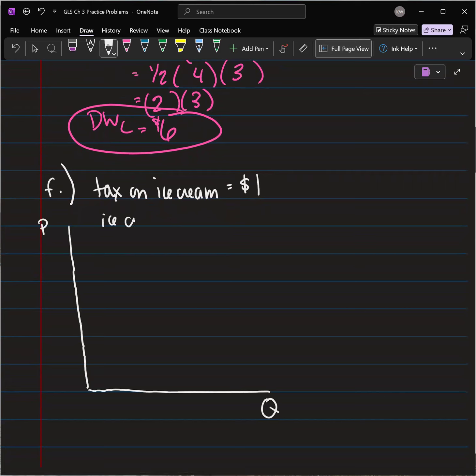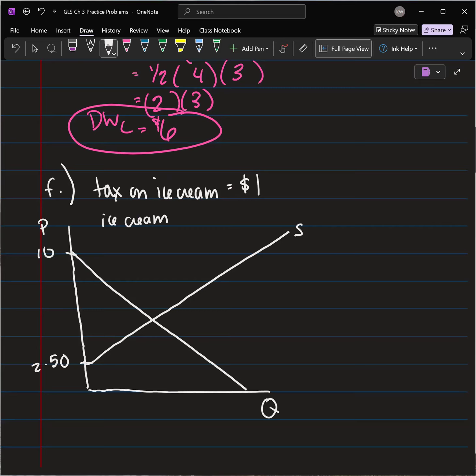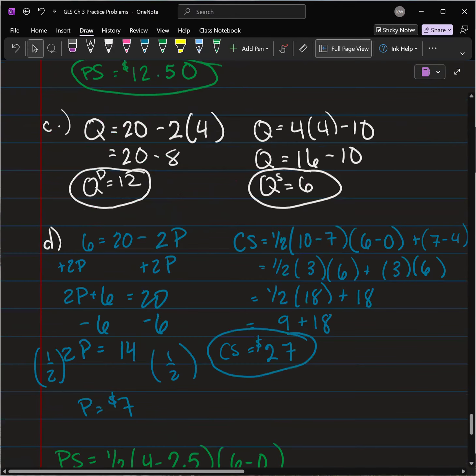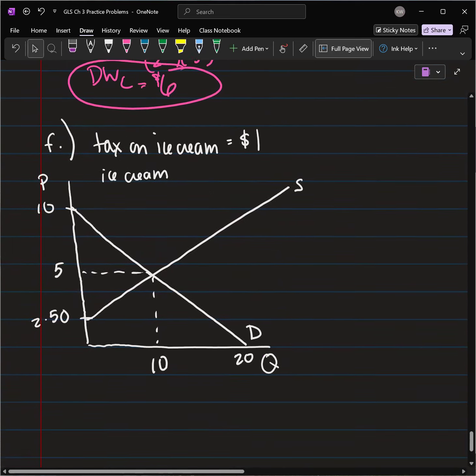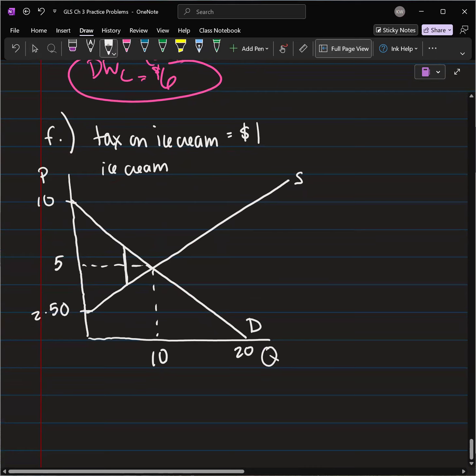All right, this is ice cream. Our supply curve starts at $2.50, and our demand curve goes to $10. Equilibrium was $5, and 10 pints of ice cream was sold. And I believe the quantity was 20 for the demand. All right. So we want to see if we put our tax wedge in here, how is that going to impact the price that sellers receive and the price that buyers pay? So the top price here is the price that buyers pay, and the bottom is the price that sellers receive, because our tax creates a wedge between the two. And we also want to find the quantity traded with the tax.